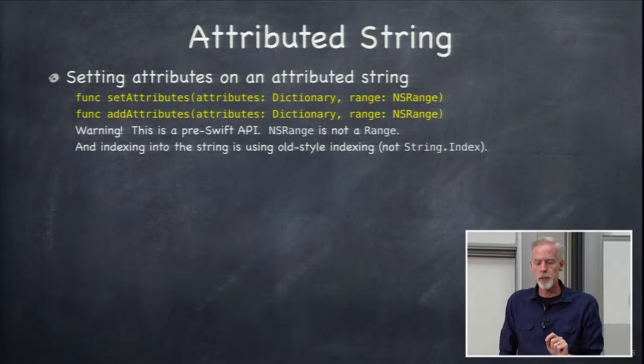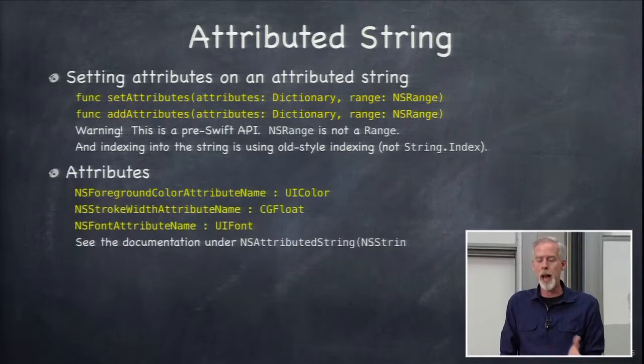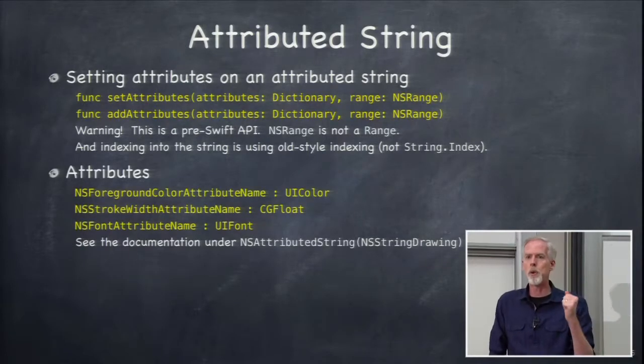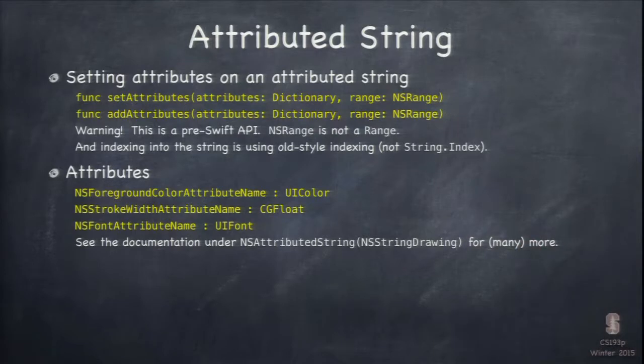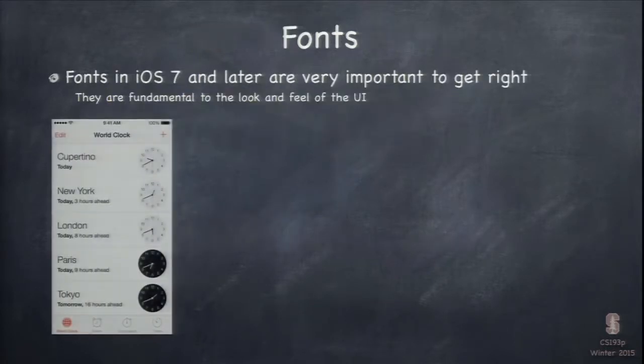Okay, so this dictionary has a bunch of attributes. The attributes can be things like set the foreground color of this text. Okay, set the stroke width. Okay, because remember, text is just paths. You can stroke them and set the width. Or the font is a really important one to be able to say: set this text to have this particular font. Okay, and so you just set a dictionary that has the key NSFontAttribute, and the value would be a UIFont. Okay. Now let's talk about UIFonts briefly.